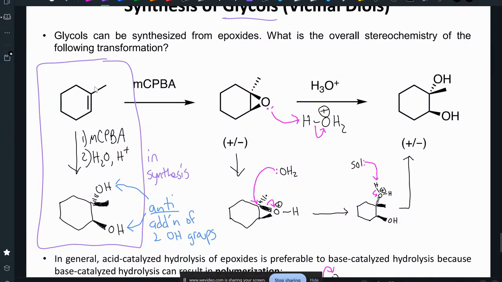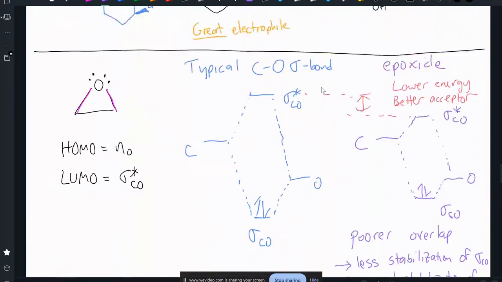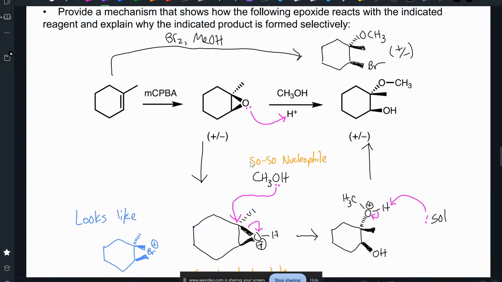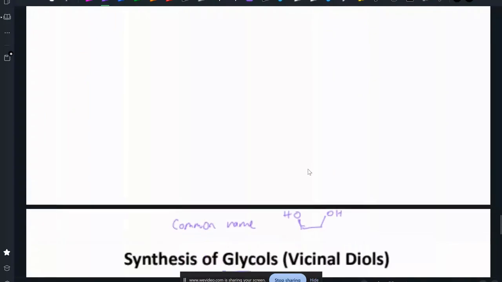So again, we could start with an alkene, react with MCPBA to make the epoxide, and in this case, react with H2O with an acid catalyst, so H3O plus. That's a mechanism that looks exactly like this one, just with a different nucleophile. We've seen this theme before. A lot of the reactions that we can do with water, we can do with an alcohol. We just get a slightly different result.